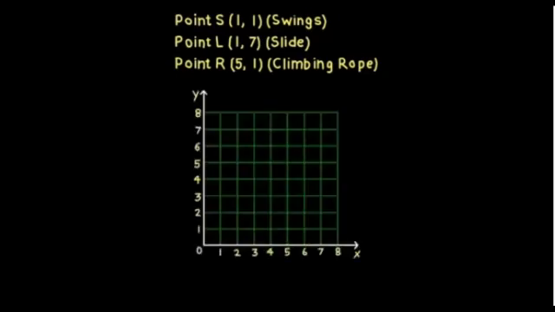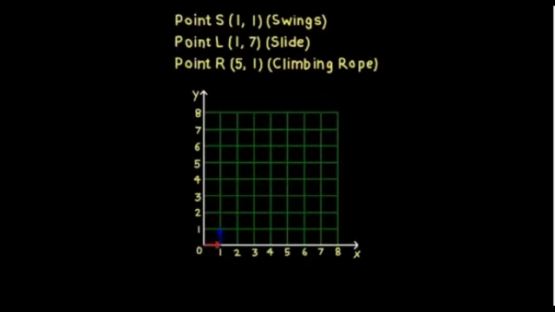Okay, here's our coordinate grid. Our first location is the swings, or 1, 1. Remember, we look at the horizontal x-axis first, then the vertical y-axis. So we start at 0, 0, which is at the bottom left. We then go 1 unit over to the right, then 1 unit up. So we end at 1, 1.